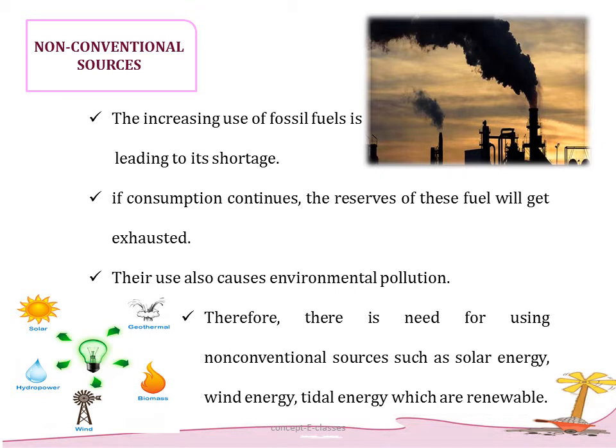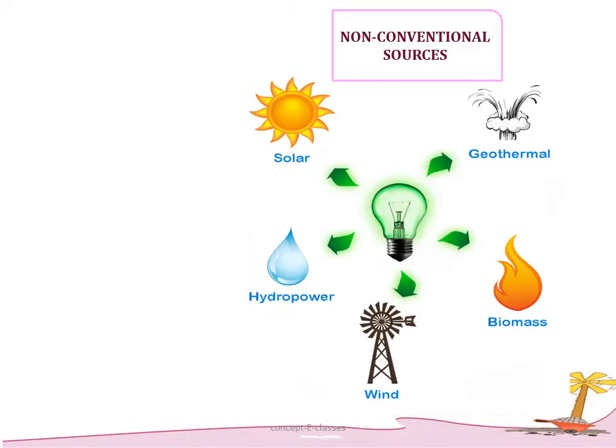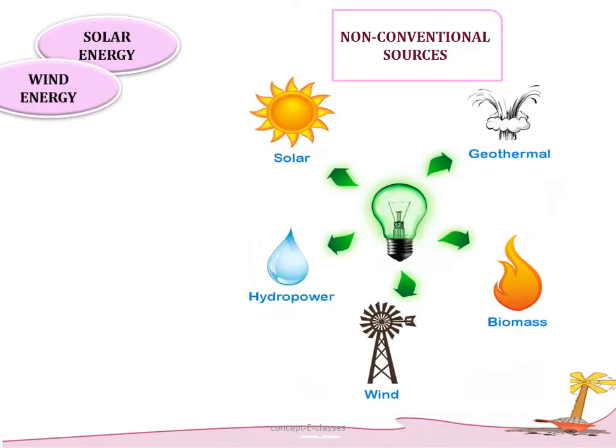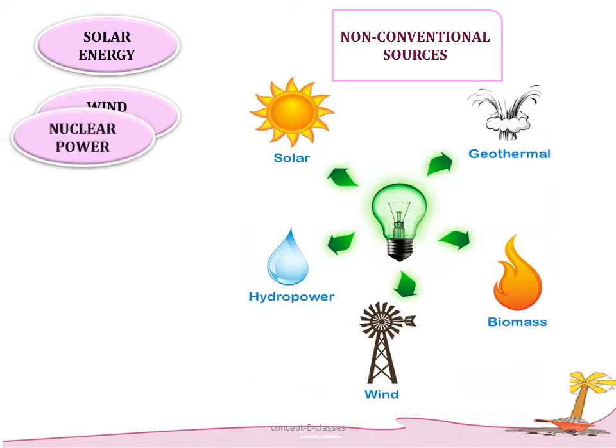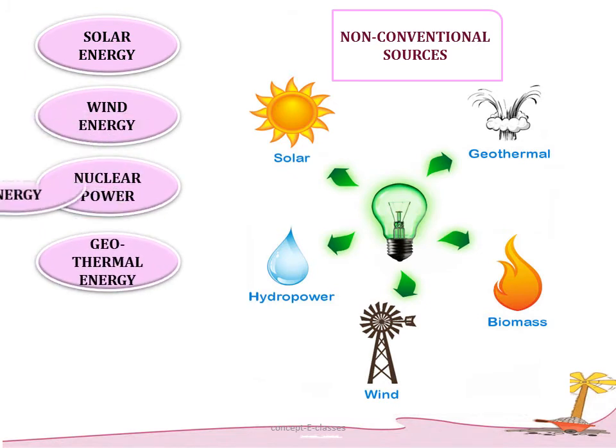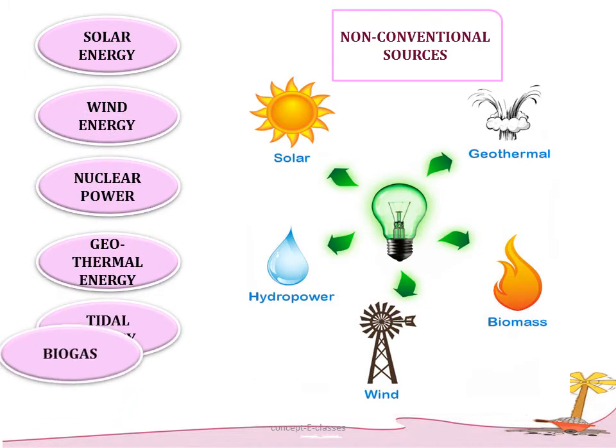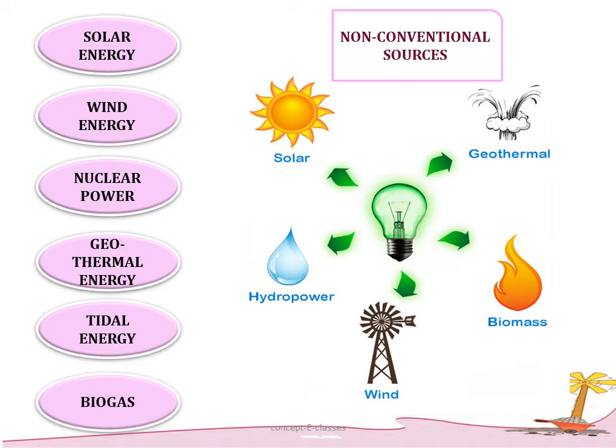Therefore, there is a need for using non-conventional sources of energy such as solar energy, wind energy, tidal energy, which are renewable. Renewable resources are those which can be used again and again. They get replenished naturally. So, the non-conventional sources of energy are solar energy, wind energy, nuclear power, geothermal energy, tidal energy, and biogas. So let's discuss each of these non-conventional sources of energy briefly.